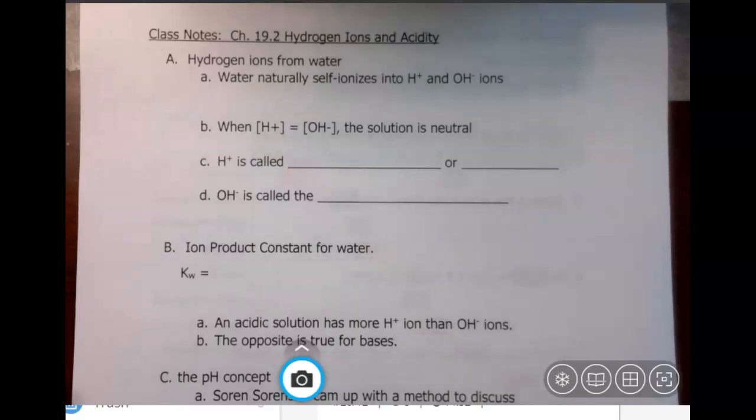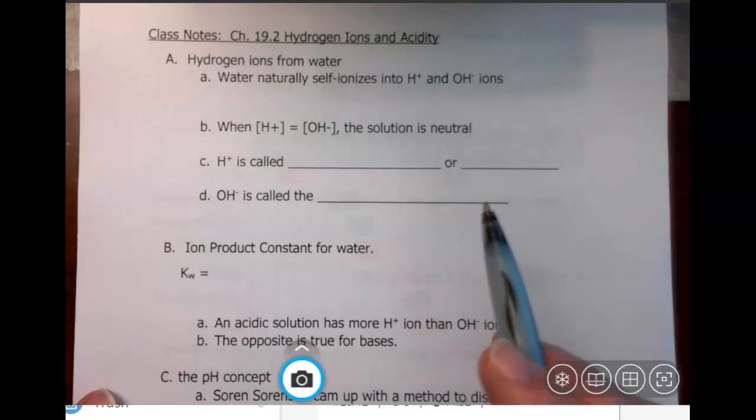Okay, in today's lesson we're talking about hydrogen ions and acidity. This is chapter 19, section 2 in your book. First of all, acidity only makes sense in an aqueous solution because water naturally self-ionizes into hydrogen ions and hydroxide ions.